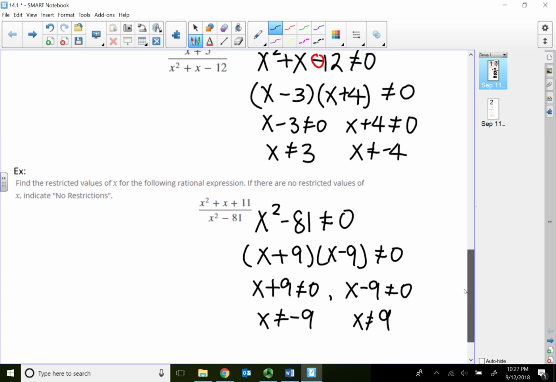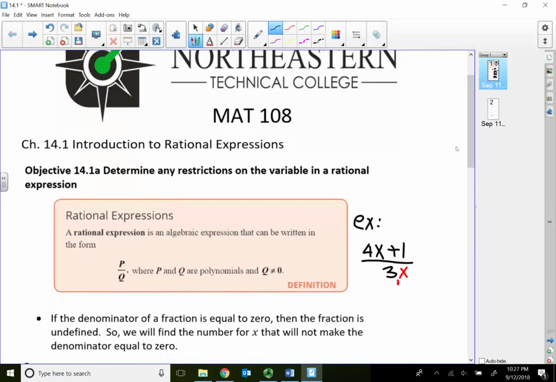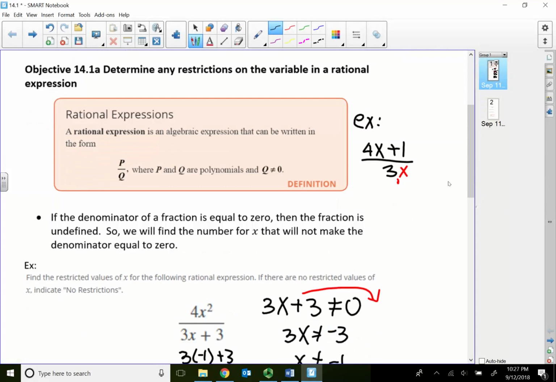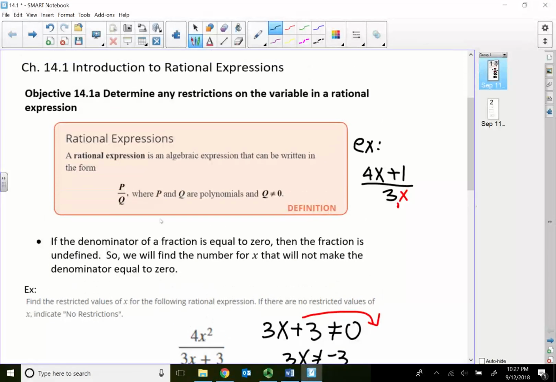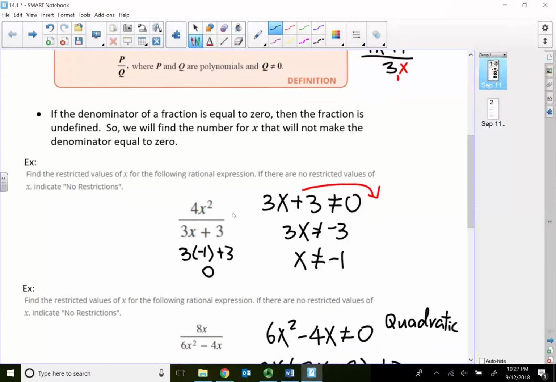All right, so this video was just a quick lesson on the restrictions for rational expressions, and also explaining exactly what rational expressions are. They are simply a fraction where the numerator and the denominator are polynomials. That will conclude this lecture video.